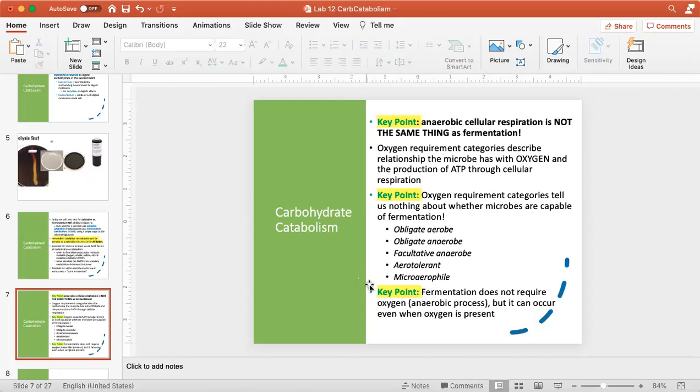Now, why is that? Well, third key point. Fermentation doesn't require oxygen, even in aerobic organisms. Now, that seems strange. Aerobic organisms, the organisms that require oxygen to make ATP, are using that oxygen at the end of their electron transport chain. That's what we mean when we call them aerobic: they require oxygen to make ATP in that process called cellular respiration.